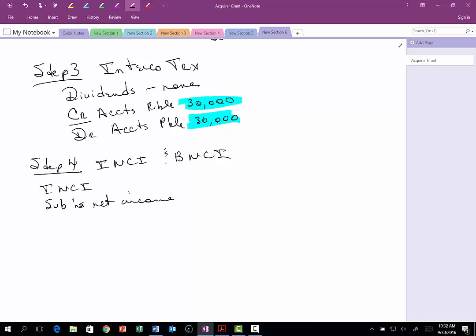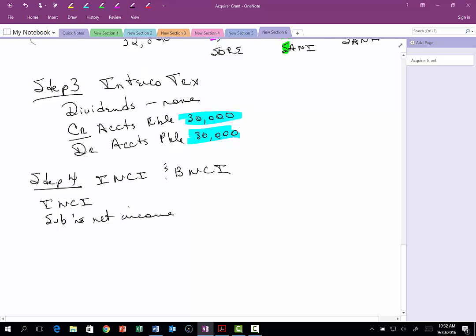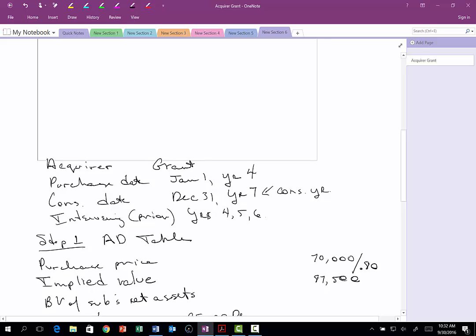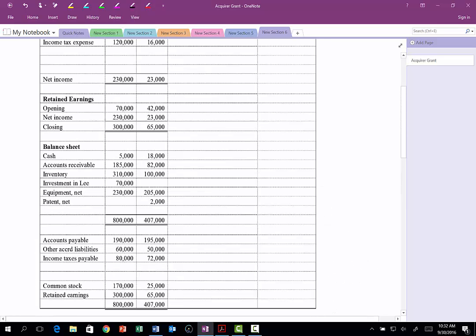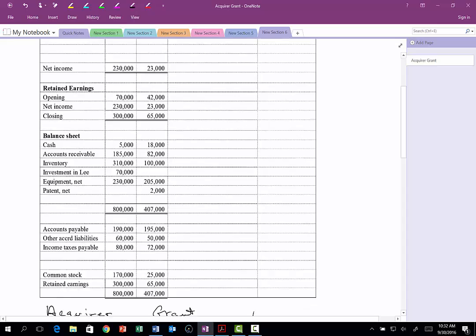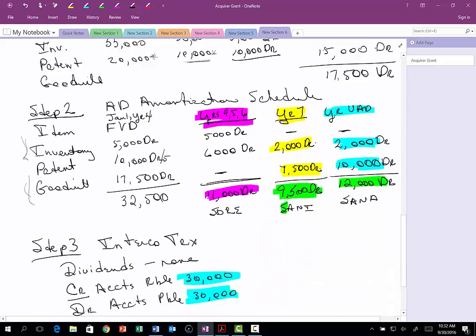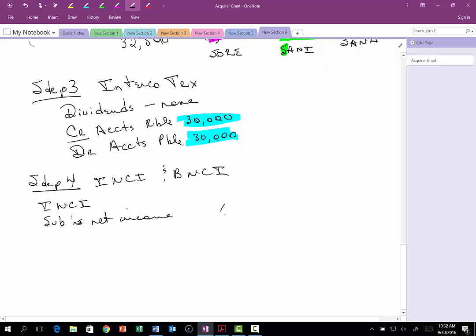If you think it through, the calculation makes sense. We're going to take the sub's net income. In this particular case, if you look at your worksheet, remember all of this is happening as of the current year, the sub's net income is $23,000. I'm going to put that $23,000 in brackets because it represents a credit. It's net income. Then we're going to adjust it for our SANI adjustment.